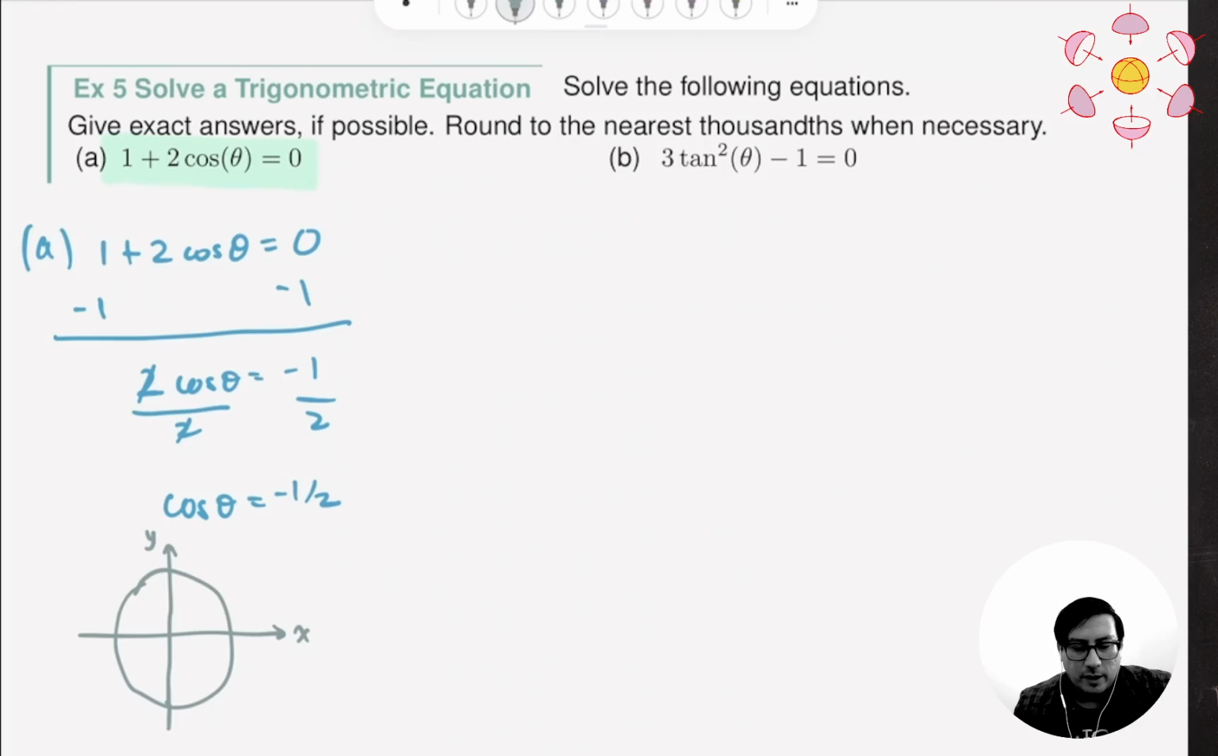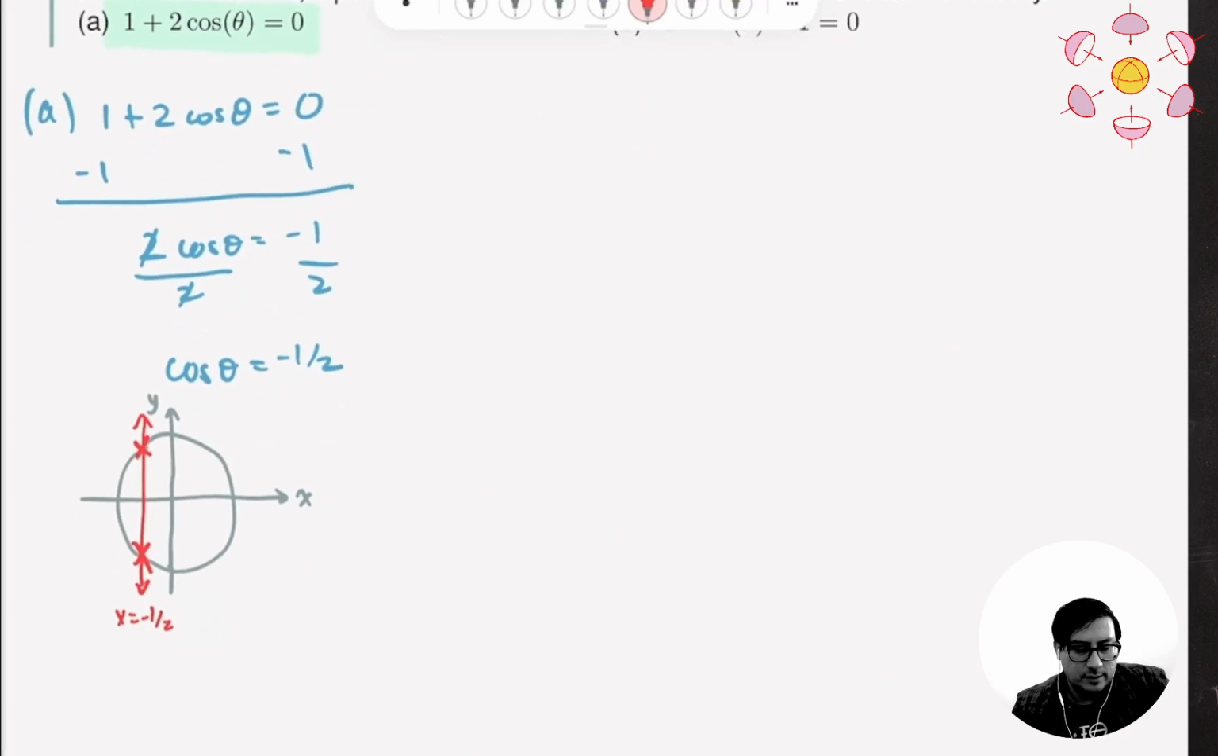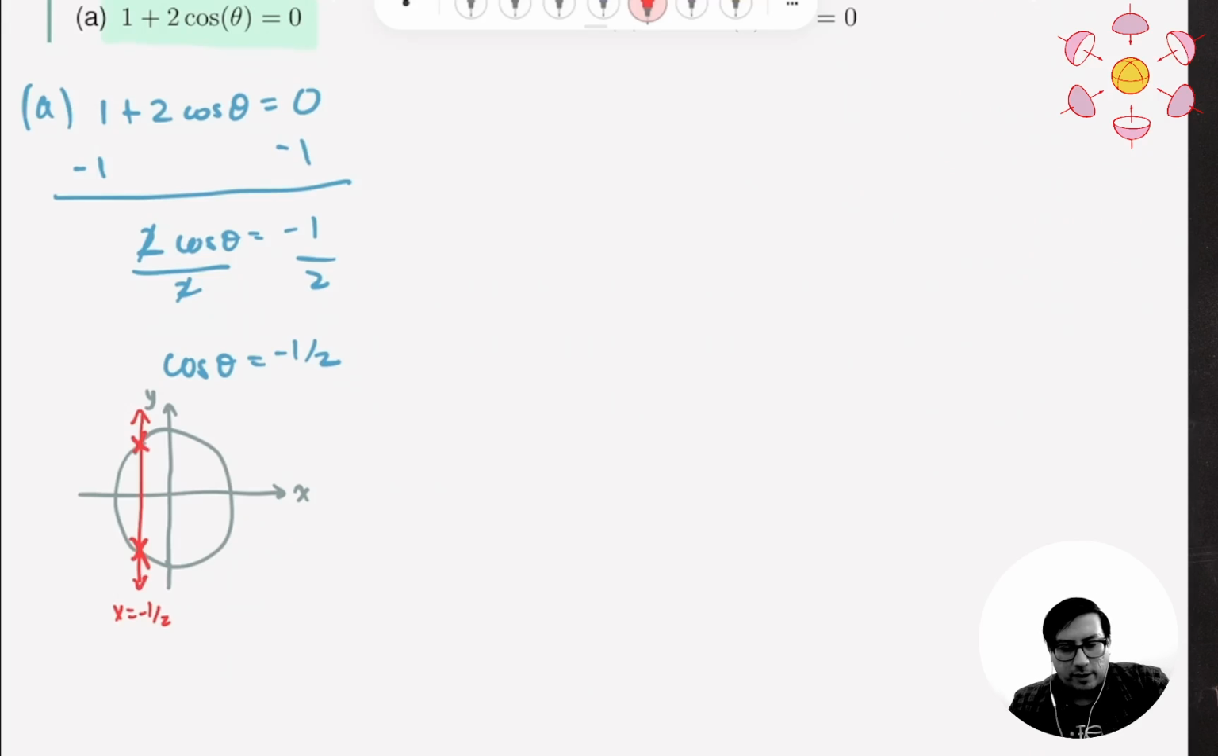Now remember, cosine is the x value. The x value is negative 1/2, which gives us this vertical line. We see that there are 2 intersections. And then we have to think, okay, what are the 2 solutions?